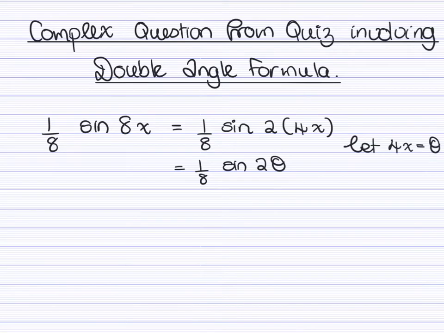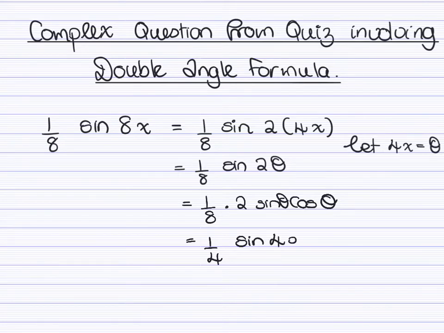In this form, it's easier to see and identify the double angle. We can now expand it, and you're going to have 1/8 multiplied by 2 sine theta cos theta. Right. So remember, initially we had substituted theta in place of 4x. I'm going to go back and plug them in here. Okay, so it's now sine 4x cos 4x.